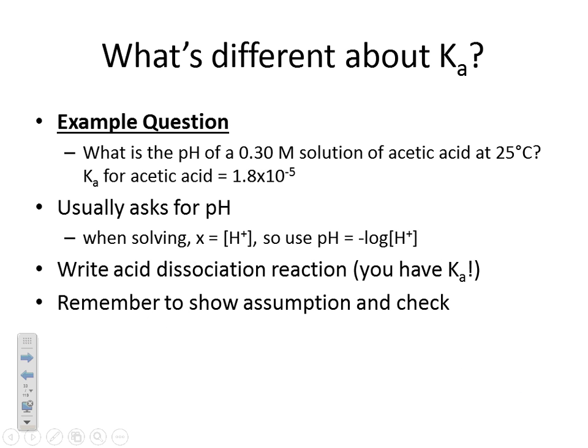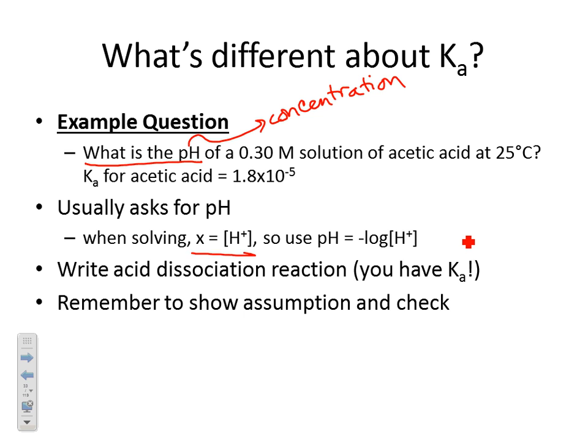So what's different about doing this in a Ka problem? Well, this is an example question of a Ka problem where they're asking for concentration from a value for K. What is the pH of a 0.3 molar solution of acetic acid at 25 degrees Celsius? And then they give you the Ka value for acetic acid, which, by the way, Mrs. Julian has memorized because that's how often the Ka value for acetic acid actually comes up. So what is the pH? Notice that's basically concentration, because we calculate pH from taking the negative log of the hydrogen ion concentration. So this is calculating concentration from K. It does usually ask for pH.